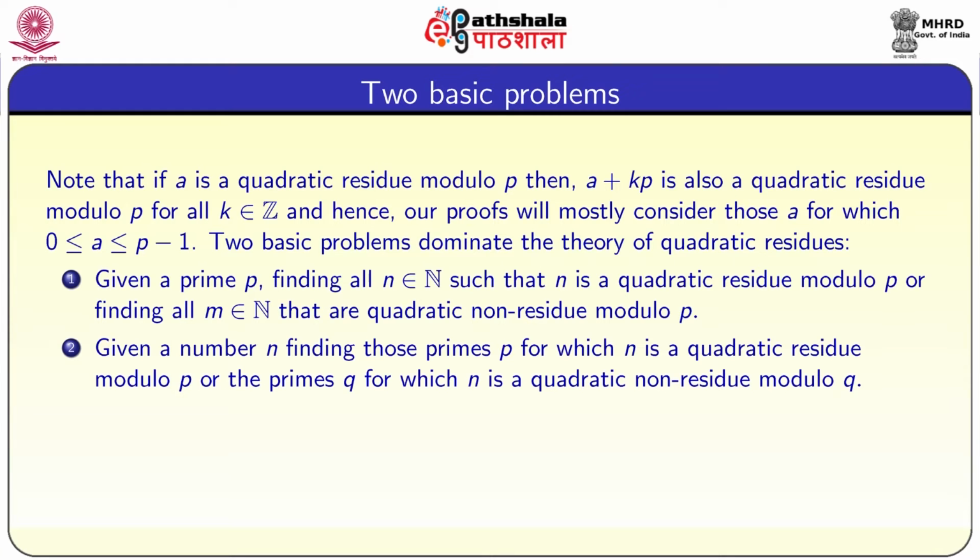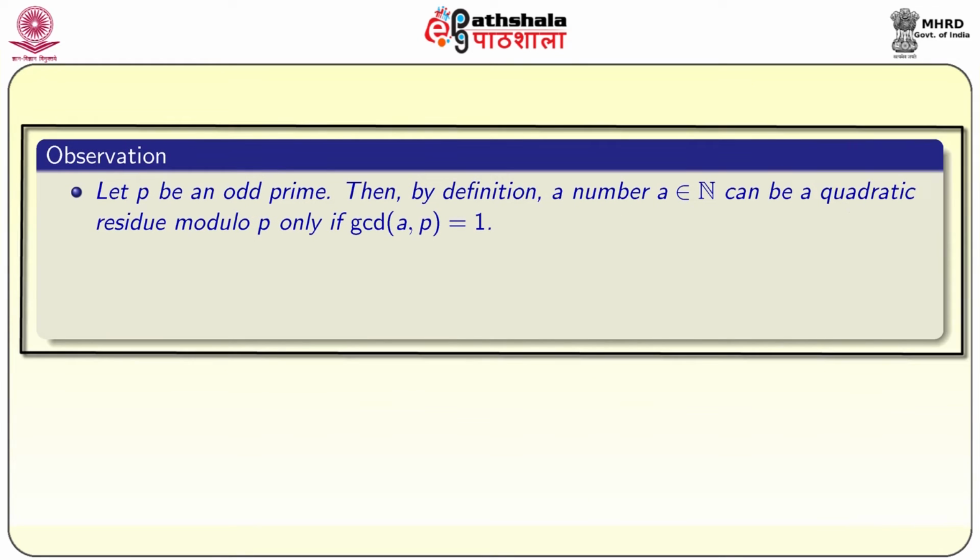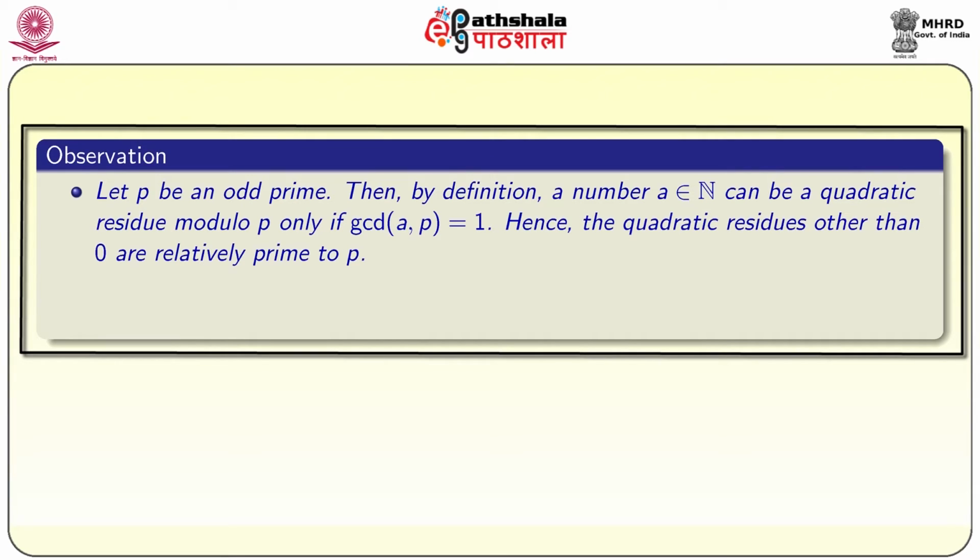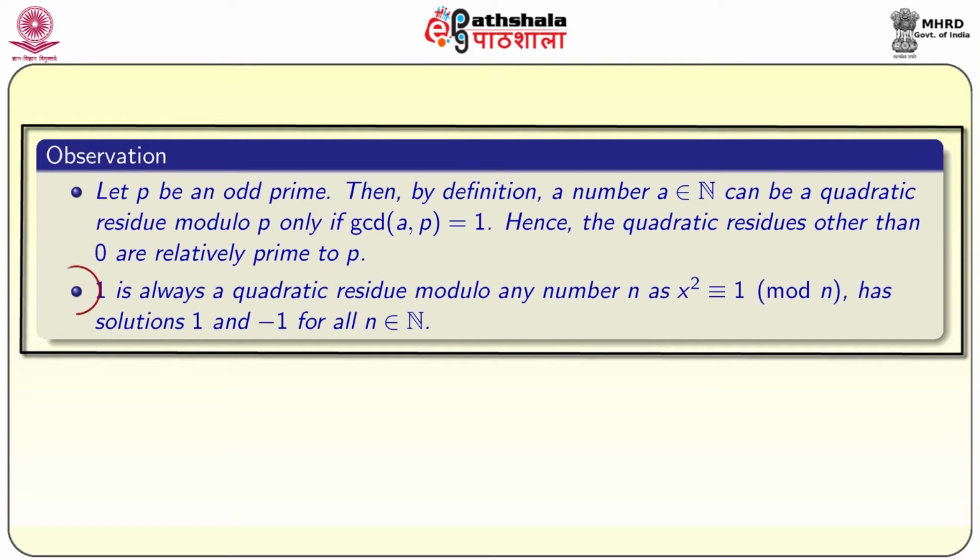We are going to try to solve these two problems. One observation is: let p be an odd prime, then by definition a number a belongs to N can be a quadratic residue modulo p only if GCD of a comma p equal to 1. Hence quadratic residues other than 0 are relatively prime to p. 1 is always a quadratic residue modulo any number n, as x square is congruent to 1 mod n always has solutions 1 and minus 1 for all n belongs to N.